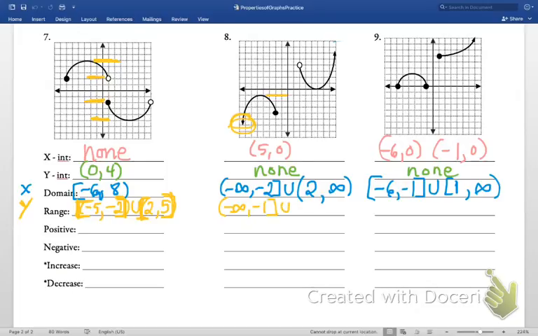-1's on the graph, so it does get a bracket. Then it starts up at 0. 0 also gets a bracket. And we have an arrow, so it's going to positive infinity.